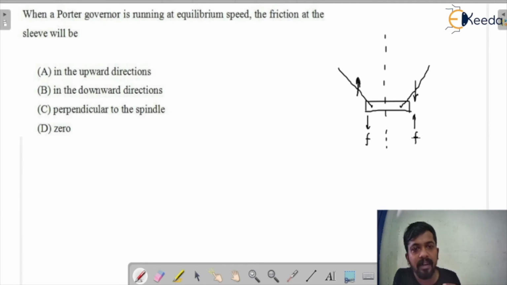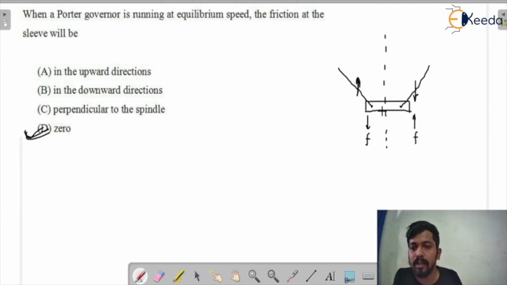But when the Porter governor is running at equilibrium speed, at that position, the friction at the sleeve will be zero, because it is not moving in the upward or the downward direction, it is moving at the equilibrium speed. So friction at the sleeve will be zero. So for this question, option D would be the correct answer.